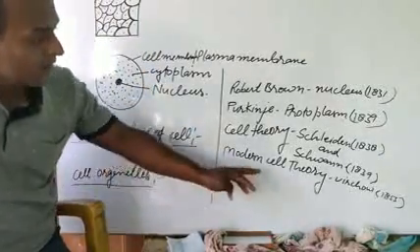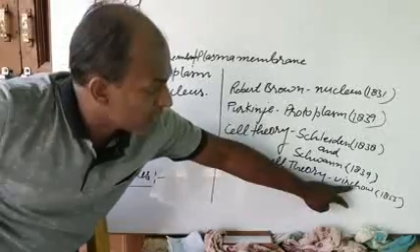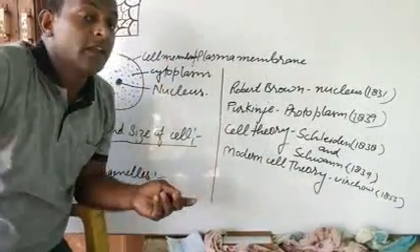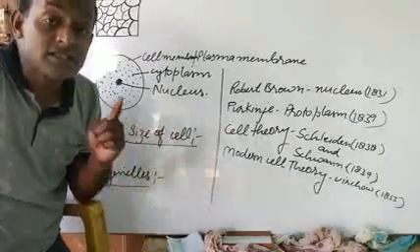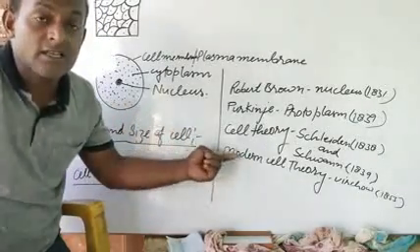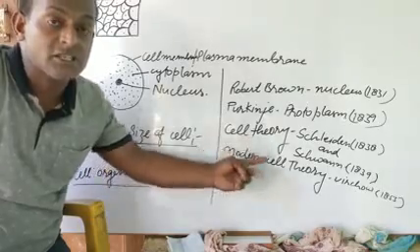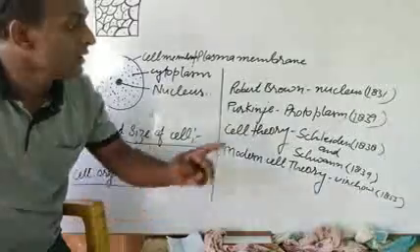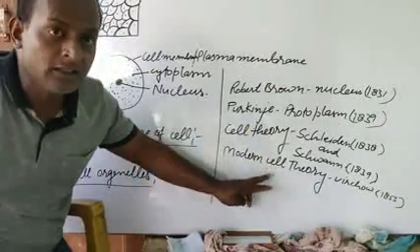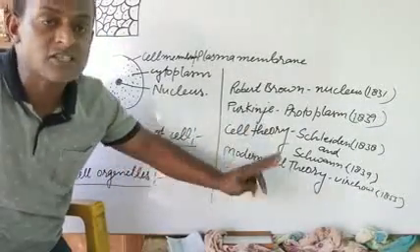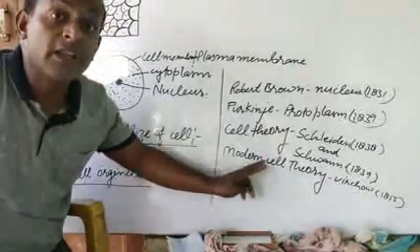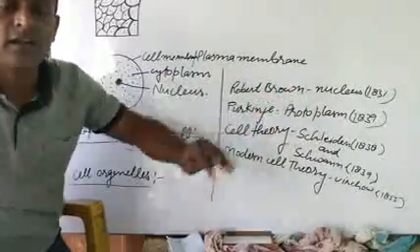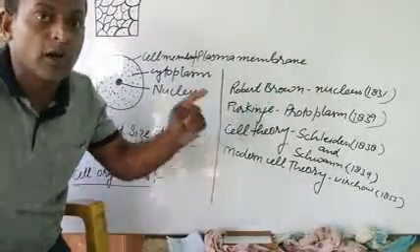After that, there was another scientist, Robert Virchow. In 1855, he gave the modern cell theory. In his modern cell theory, he said that all cells come into existence from pre-existing cells. What did he say? He said that all cells have come into existence from pre-existing cells. This is the complete data which is given in your book also.